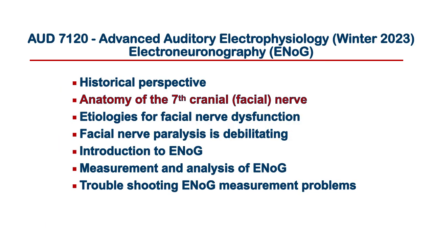Okay, so that's the historical perspective. It all started in the 1980s. Now, anatomy of the seventh cranial nerve. I hope that most of you have learned about the cranial nerves, the 12 cranial nerves, not just the auditory nerve, and you have a basic idea of the anatomy and physiology of the facial nerve.